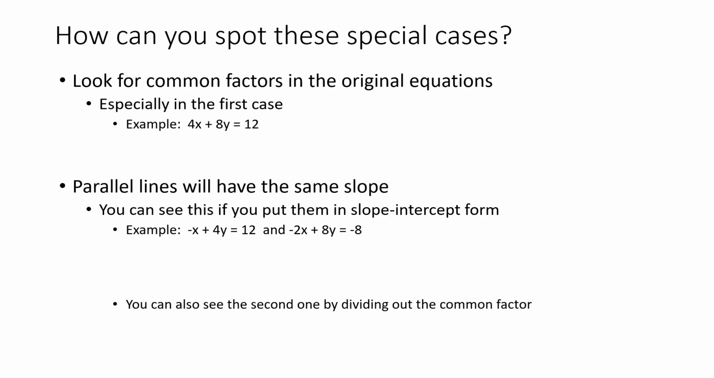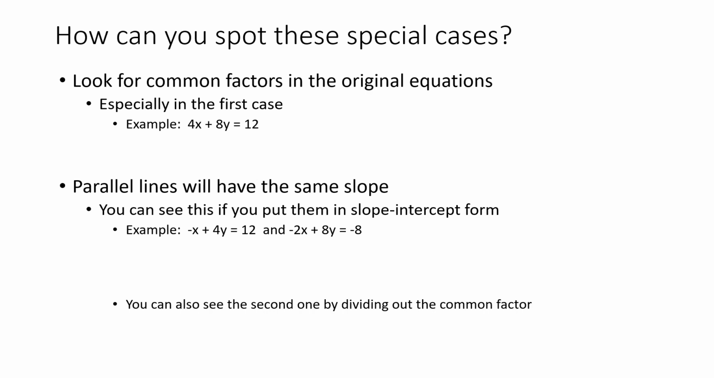Okay, so a couple more things. How can you spot these special cases? If an experienced person is going to look at this, there's a couple things that I would notice that would tip me off very quickly to, ooh, I got something weird going on. Look for common factors in the original equations, especially in that first case. So if you've got 2 lines that are the same line, the only way that can happen is if one of the equations is a multiple of the other equation.